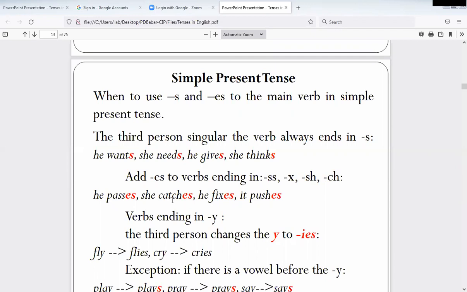Then the next verb is fix. It is ending with x. Okay, so he fixes. He fixes, she fixes, it fixes. We will use the es suffix. We will add es as a suffix after the verb which is ending with x. Fix.